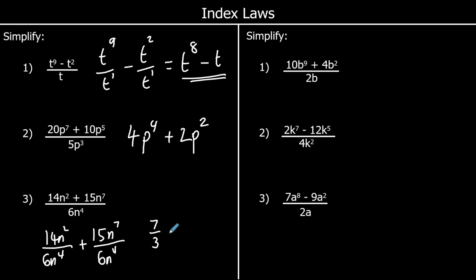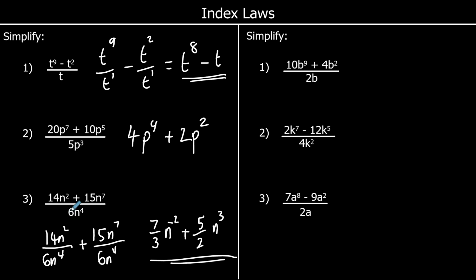So take away the powers. 2 take away 4 is negative 2. 15 and 6 are both in the 3 times table. So I can have 5 over 2, dividing top and bottom by 3, and n to the power of 7 divided by n to the power of 4 is n cubed. So that is one version of that answer.